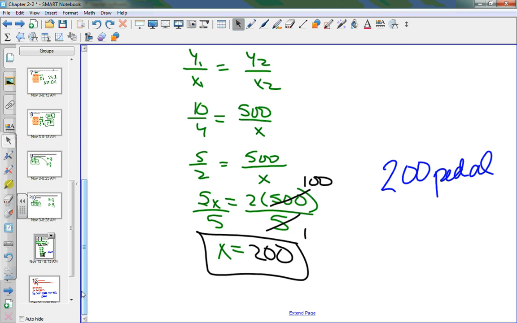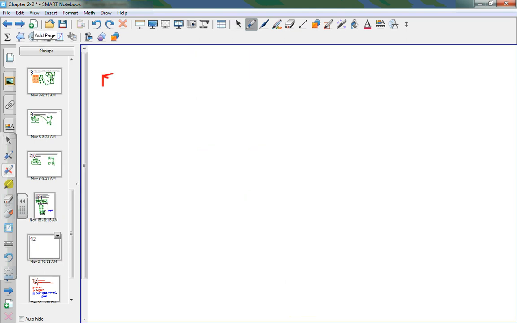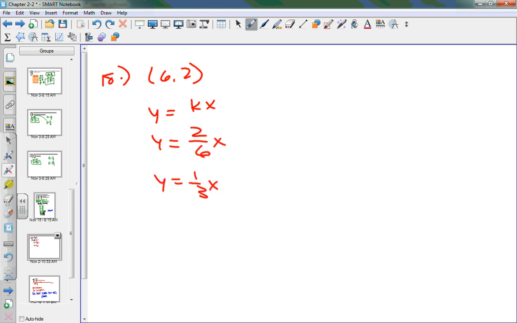If we're looking at number 18, it gives me the point (6, 2). So what's my equation? y is equal to kx. So what's k? 2 over 6, which gives me 1/3. So guess what? Start at the point (0, 0), and my slope is going to be 1/3. So that's up 1 and to the right 3. That's easy, right? Wait, what ones do we have to graph? We have to graph 16 through 21.